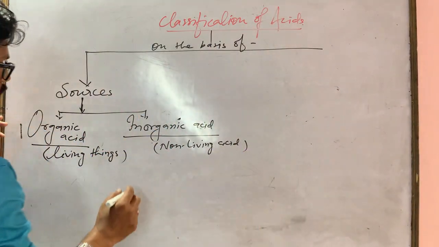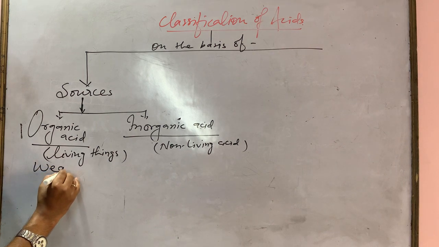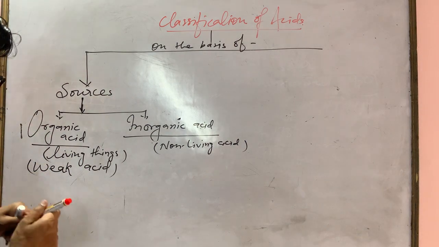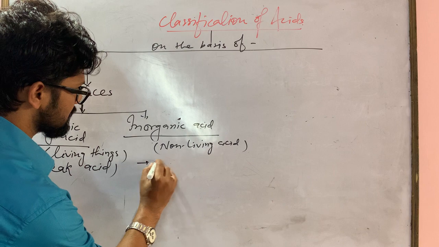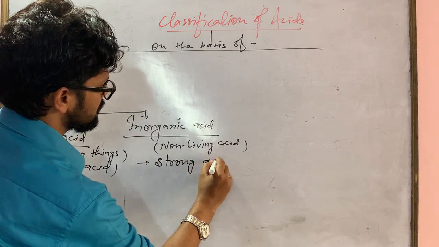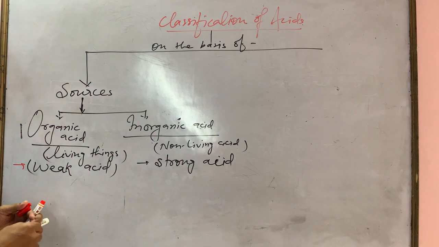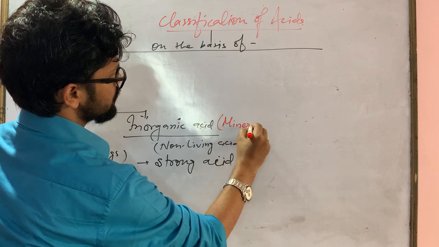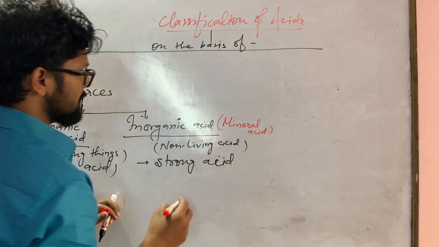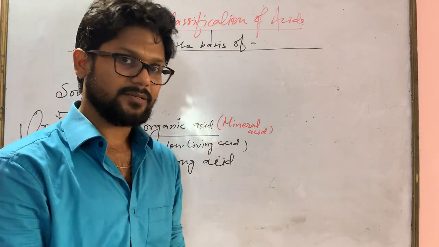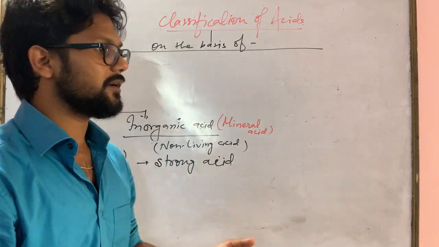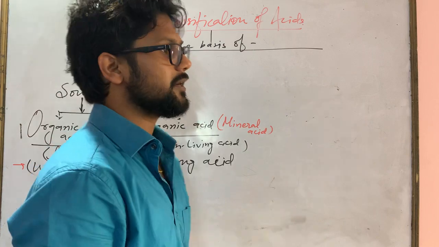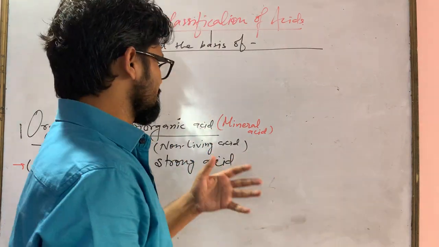One more thing you must know, that organic acids are weak acids and inorganic acids are strong acids. This question can come: inorganic acid is also known as mineral acid. It is also called mineral acid because these acids contain minerals. Minerals, you know, like iron and other kinds of minerals which are beneficial for us. So that's why it is called mineral acid. It occurs from rock, from soil erosion, or from the minerals.